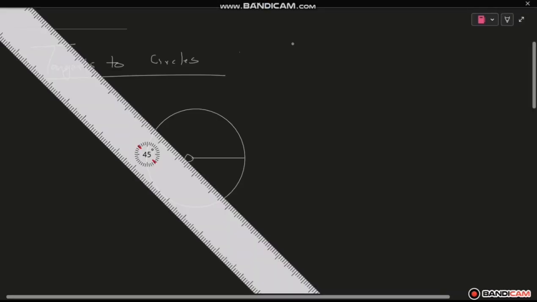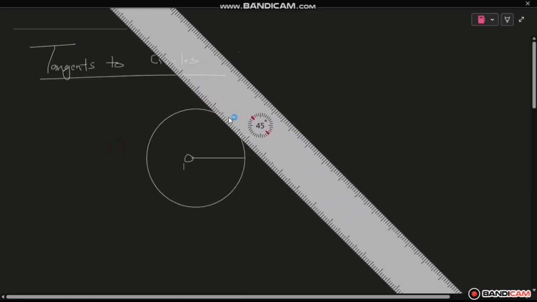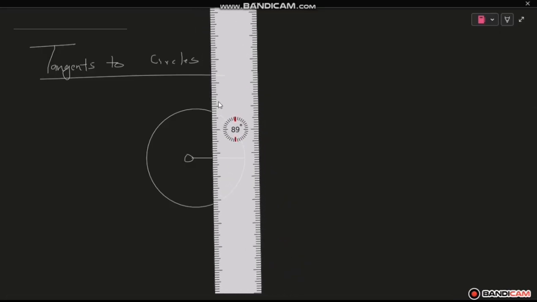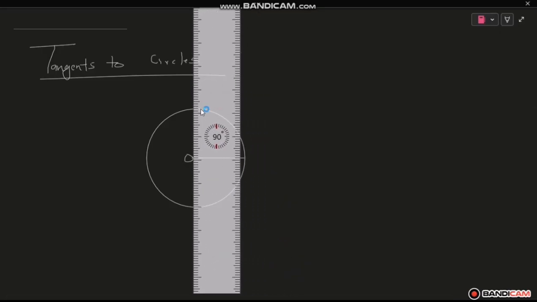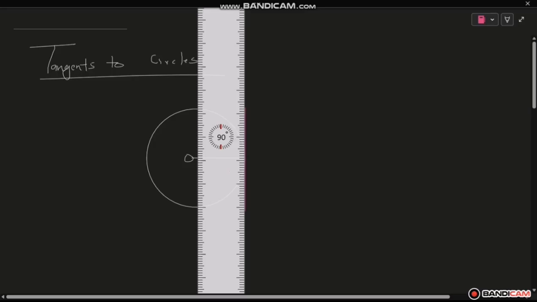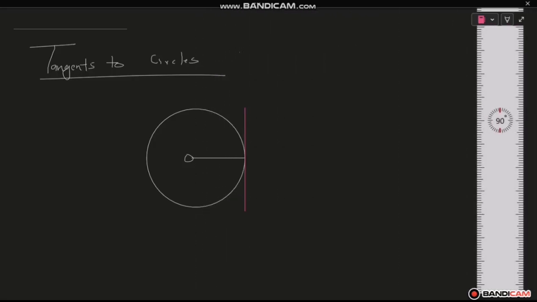Then let me take out my ruler, just trying to draw the tangent. Okay, I think it is adjusted now. Let me draw the straight line using the white pen. Okay, let me use the pink pen. So this is our tangent. That pink line that you see, that's a tangent.